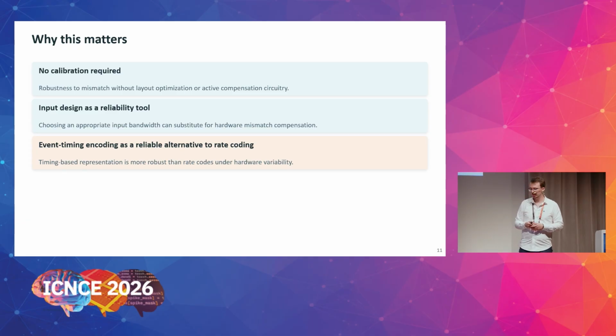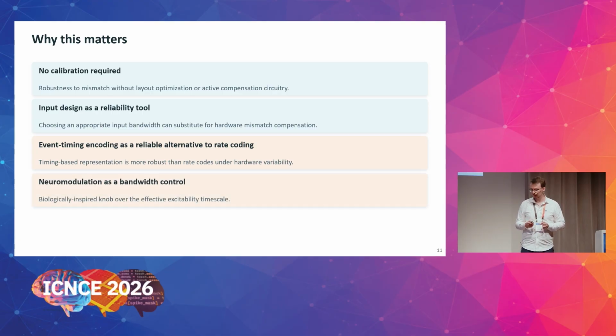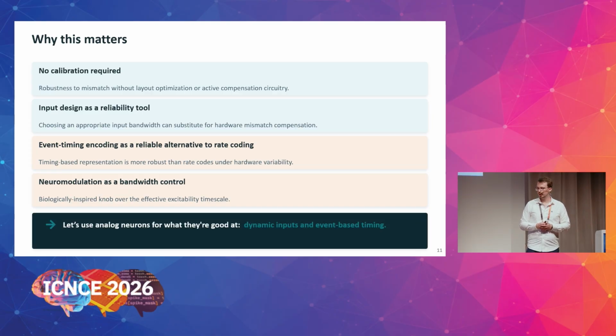We suggest that event timing encoding might be a reliable alternative to rate coding in some cases when you care about precise spike times rather than frequencies. And finally, we offer neuromodulation as a bandwidth control to tune the receptive bandwidth of a system. So if I had to summarize my message in one sentence, it would be: let's use analog neurons for what they're good at, which is dynamic inputs and event time encoding.